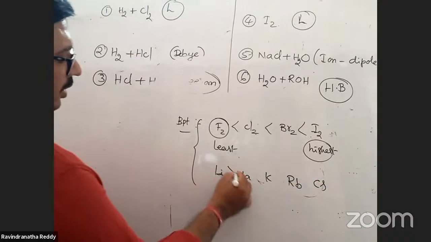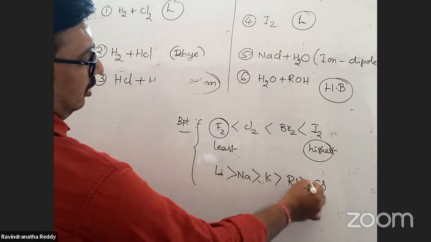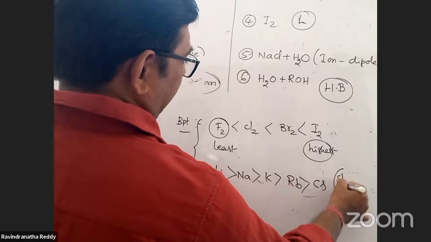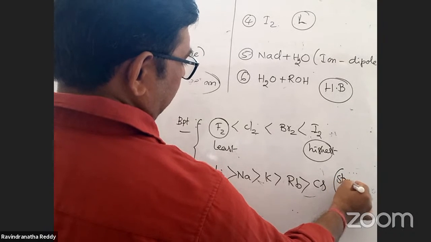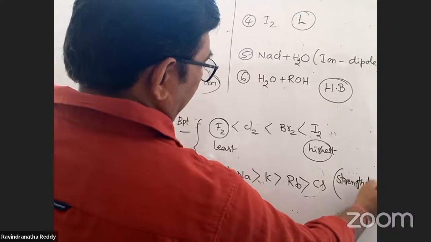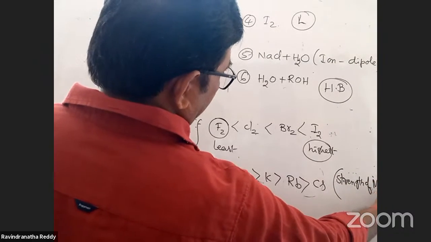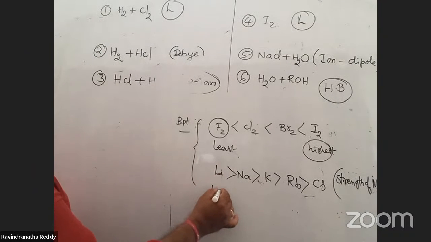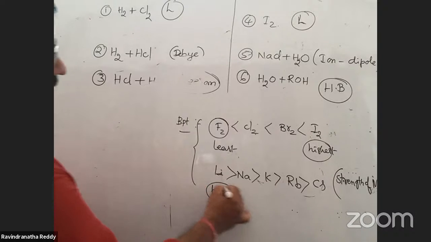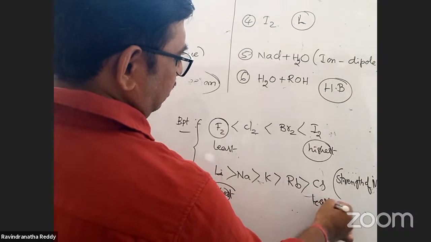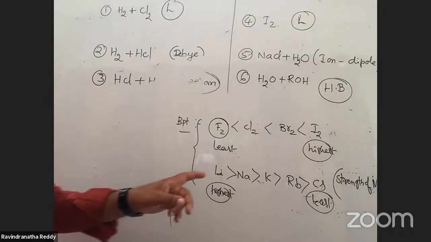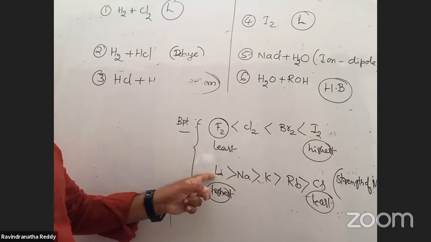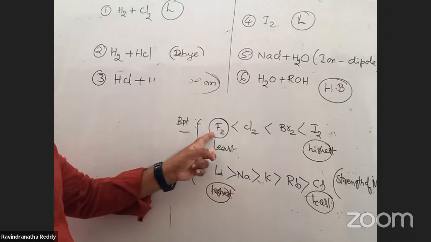Here the concept is different. This is based on the strength of metallic bond. Metallic bond strength is more in lithium, so lithium has the highest boiling point and cesium the least. Metallic bond strength depends upon the number of valency electrons and size. If size is small, metallic bond strength is more, and boiling point is more. Here the concept is different.